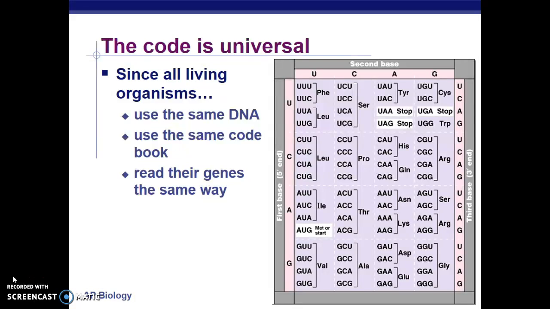This is only possible because the DNA code is universal. In every single organism, if you have the codon UUU in your mRNA, it codes for the amino acid phenylalanine. The code is the same in all organisms. All organisms read the code the same way. As a result, if you put a gene from any organism into bacteria, it will read it the same way and produce the same protein.